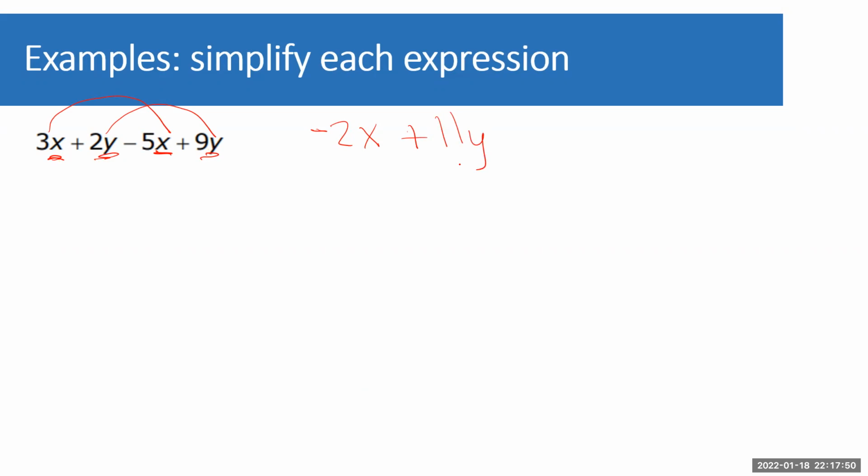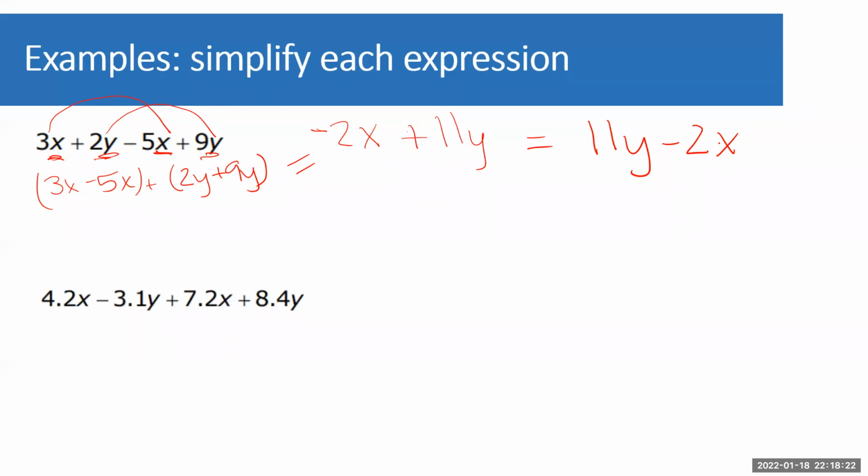Okay? If you don't want to jump straight to that, you can rearrange this as 3x minus 5x and 2y plus 9y. If you need to group them like that, there's no shame in that. But it is going to end up giving us negative 2x plus 11y. If you're like me, I don't like starting with a negative if I can help it, so I'll rewrite that as 11y minus 2x.